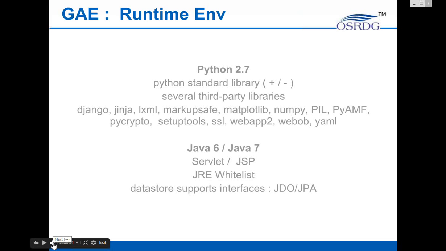Then on the Java side, you will find Java 6 is the current runtime environment and Java 7 is experimental. So basically, Java is a servlet JSP environment. Again, take care of the JRE whitelist. Not every class in the JRE can be used because of the sandbox restrictions. Then for data store support interfaces, you'll find Java Data Objects and Java Persistence Architecture, good interfaces for them.